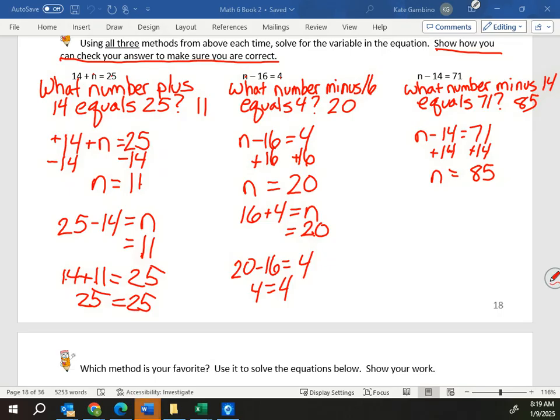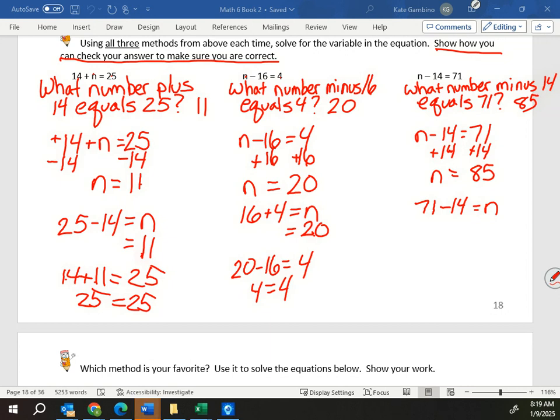And our last one with the fact family. What fact family helps me the most? Let me see on hands, a voice that I haven't heard. Nolan Key. So 71 minus 14 equals n. Is that going to get us the right answer?